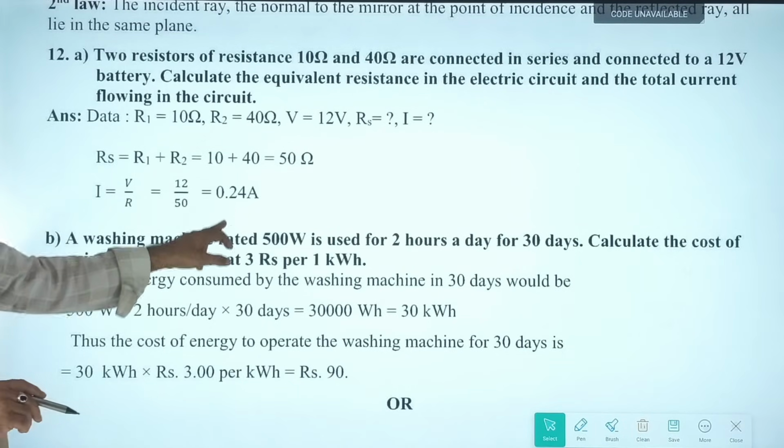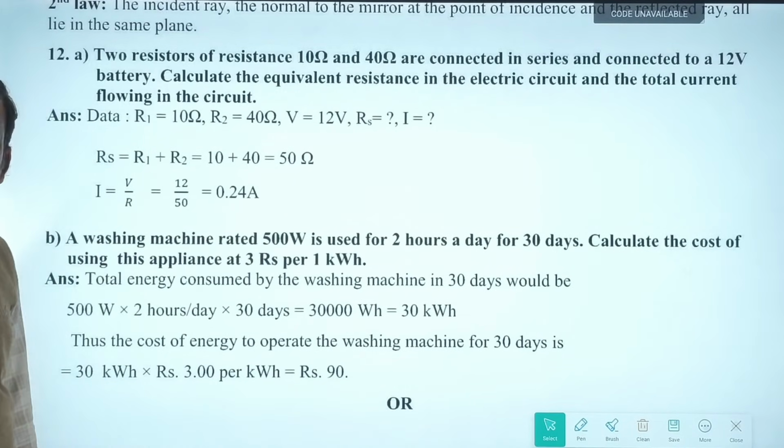0.24 amperes. This is a unit. So unit is also very, very important. It carries marks there.